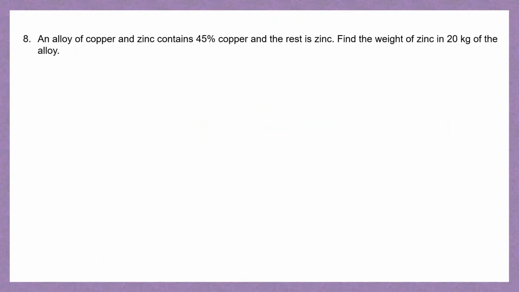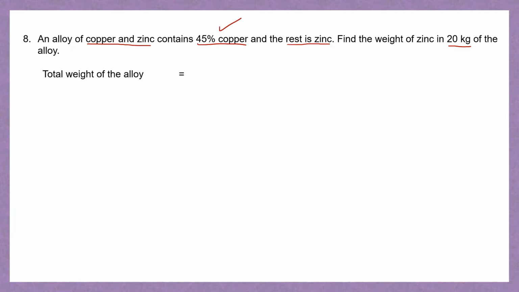Question 8. An alloy of copper and zinc contains 45% of copper and the rest is zinc. Okay, so it's a mixture. This alloy is a mixture of copper and zinc, and we know how much copper is there. Now the rest of it is zinc. Now we are asked to find the weight of zinc in 20 kg of the alloy. So the alloy is 20 kg. In that, 45% is copper and the rest is zinc. But here we need to find the weight, not the percent. Weight of zinc in 20 kg of the alloy.